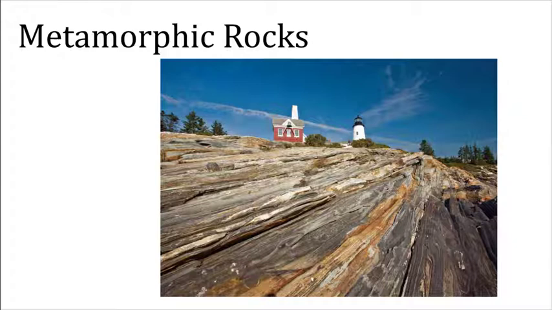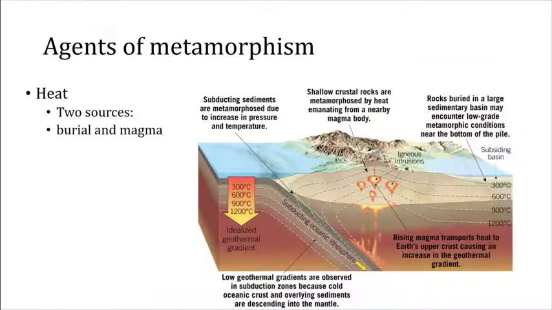Okay, so what are the agents of metamorphism? What happens to these rocks? How do we get them to change? Well, we already talked about one, and that is the application of heat, right? And so we need to heat the rock. There's a couple ways to do this. One is to bury the rock, and that will definitely heat it up. We already learned about the geothermal gradient when we talked about igneous rocks. And so yeah, burying rock deep enough will heat it enough to metamorphose it.